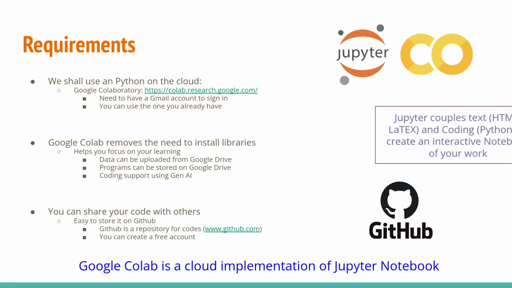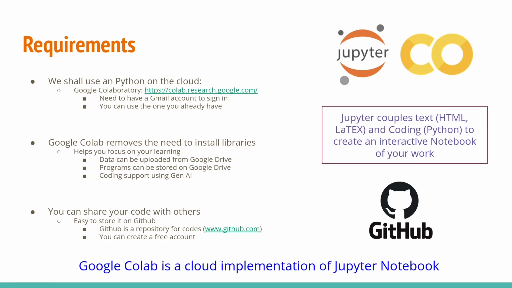So with that, I'll be making use of a Python environment that's on the cloud. We'll be using Google Colaboratory. You can Google Colaboratory and it'll take you to colab.research.google.com. You need to have a Gmail account to sign in, and you can use one that you already have. It's a free service, so you can make use of the Python that's available. Google Colab has all the libraries and backend that you need for this course, so you don't need to worry about installing libraries or things not working. It's also platform independent, so you can run it from Mac, Linux, or even Windows.